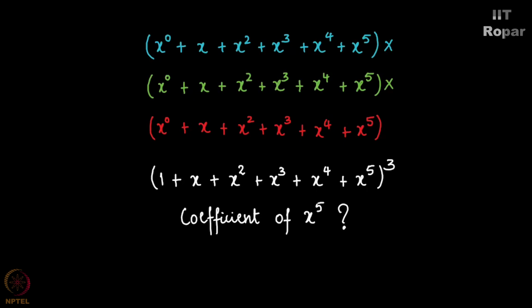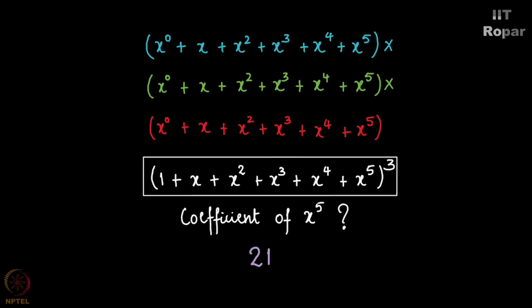I'm not going to expand that as it would take a lot of time. It is left as an exercise for you to solve, but I'm going to give the final answer. The coefficient of x to the 5 in the product of these polynomials is 21, which means there are 21 ways in which you can pick 5 balls from the given 5 blue, 5 red and 5 green balls.